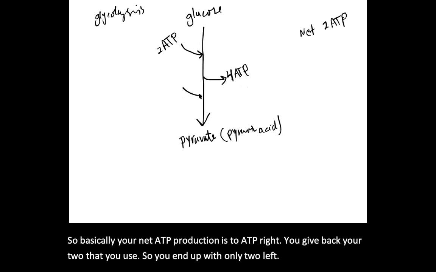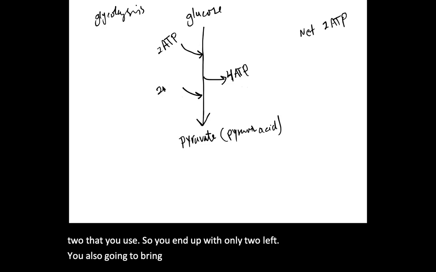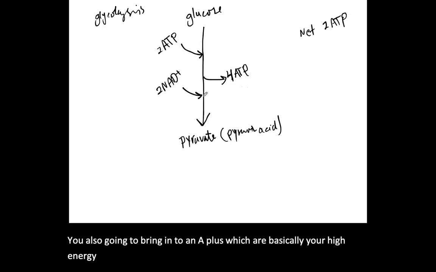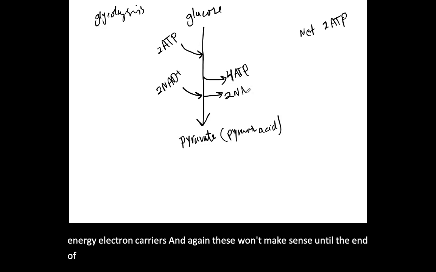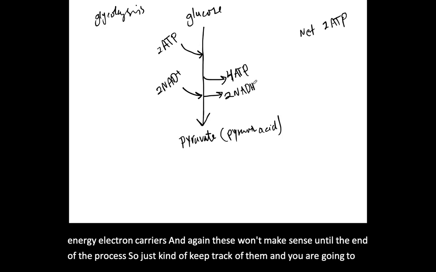You're also going to bring in 2 NAD+, which are basically your high energy electron carriers. And again, these won't make sense until the end of the process, so just keep track of them. And you are going to have 2 NADH coming out.